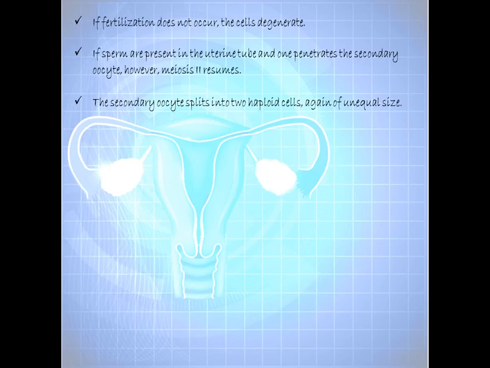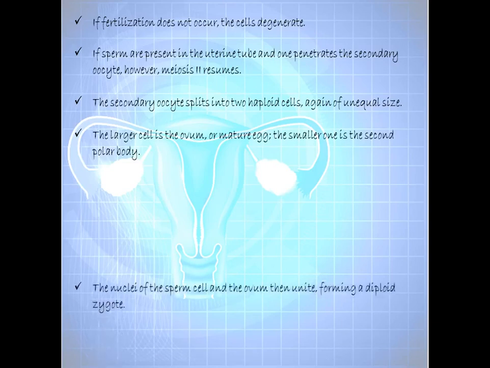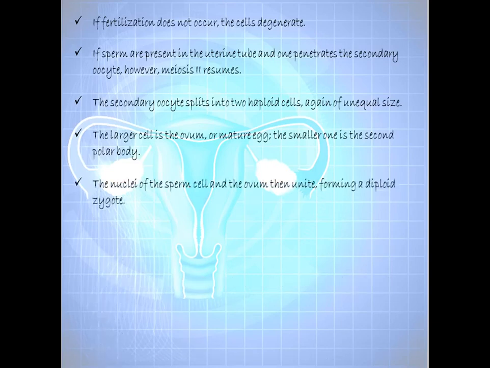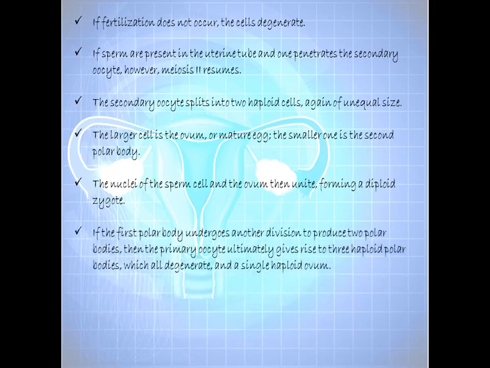The secondary oocyte splits into two haploid cells, again of unequal size. The larger cell is the ovum or mature egg, the smaller one is the second polar body. The nuclei of the sperm cell and the ovum then unite, forming a diploid zygote.